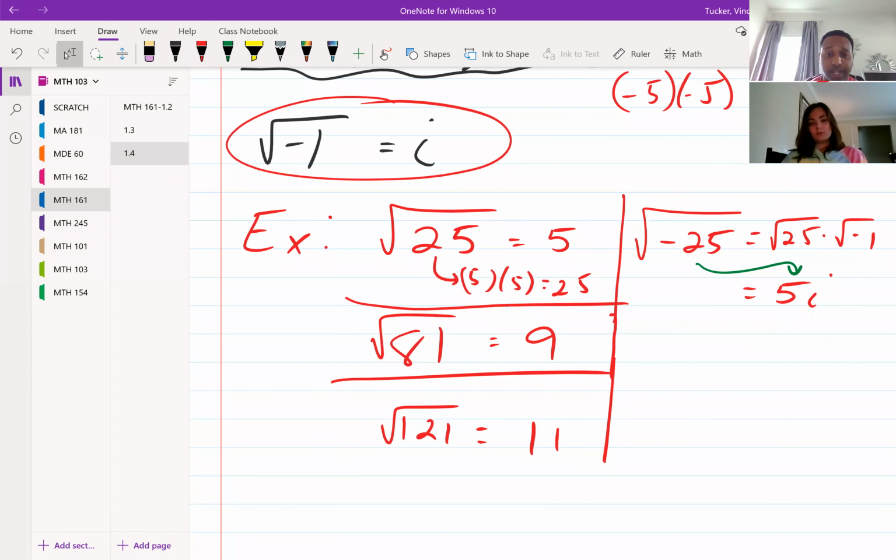So the square root of 81 is 9. The square root of 121 is 11.